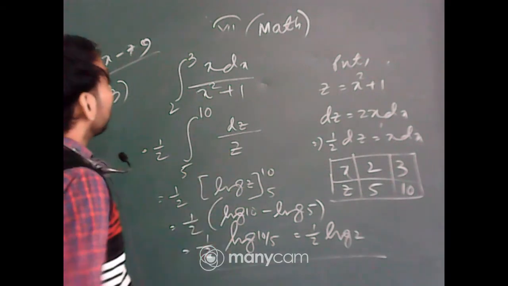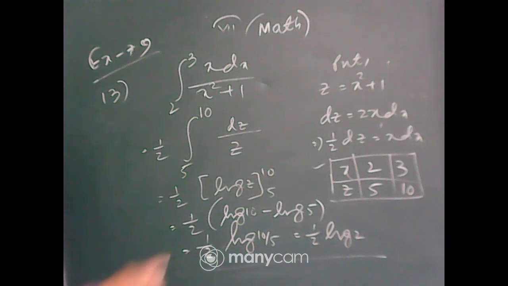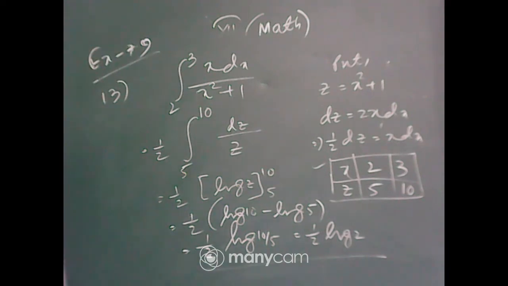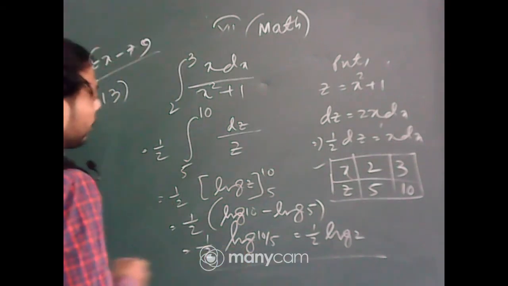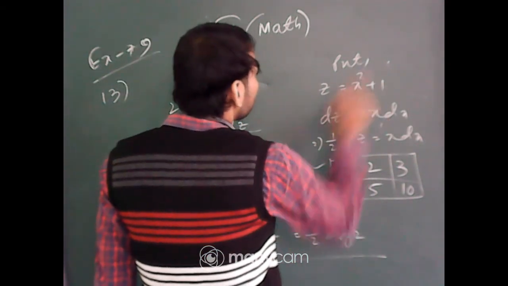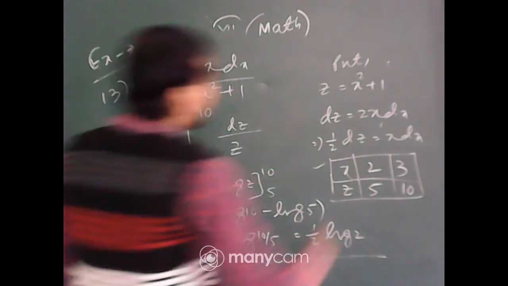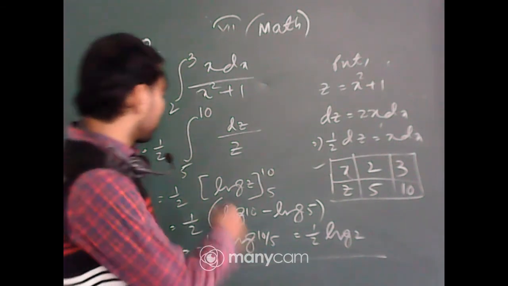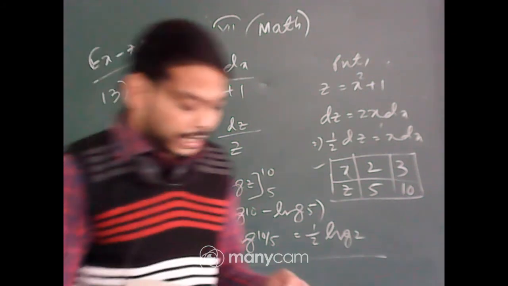We have changed the variables and also changed the limits for the new variable. The method is clear. First of all, you take z equals to x square plus 1, then do the differential, and also change the limits for the new variable. Whenever x equals to 2, z equals to 5, and whenever x equals to 3, z equals to 10. So the limit will be 5 to 10. So 1 by 2 integration 5 to 10 dz by z. That means it is log z, and then put the limits. So 1 by 2 log 2. Is it alright? Is it clear?